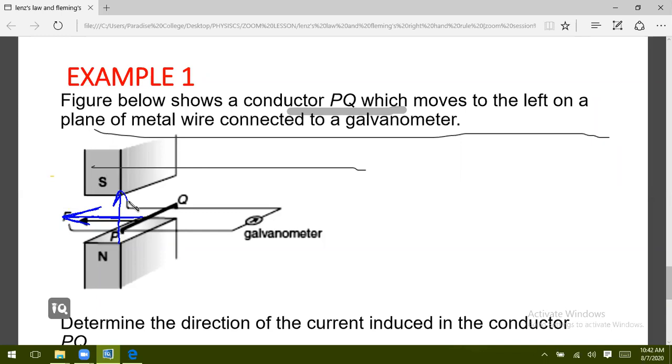So current, will it go from P to Q or Q to P? You try to figure it out and tell me. P to Q. Very good. P to Q is correct. Do you understand the use of Fleming's right-hand rule? Yes. Okay, that's better.